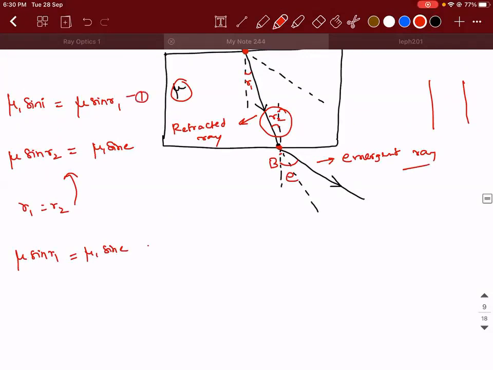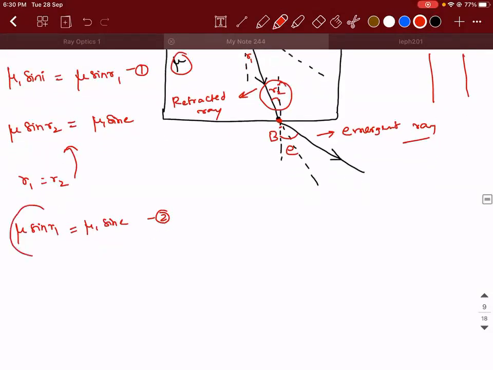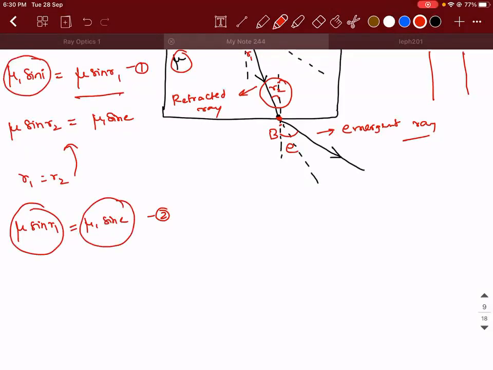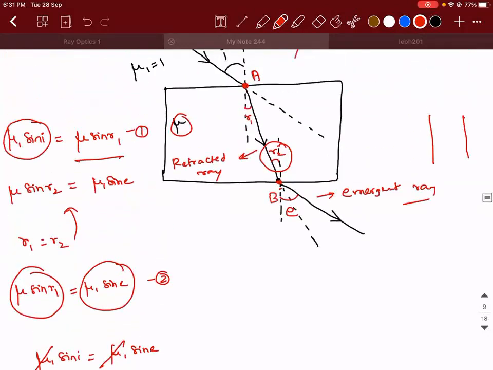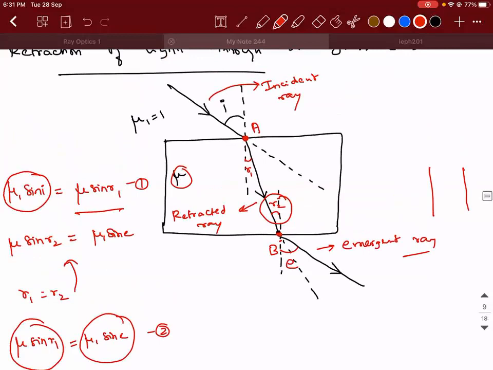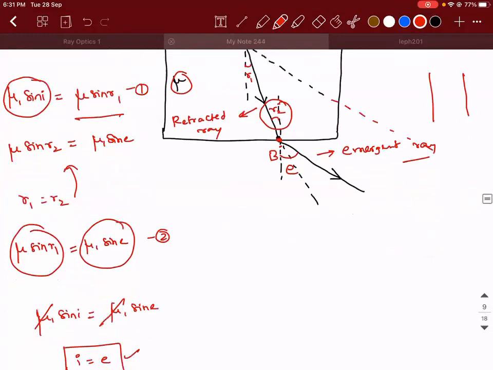So if I take this as 1 and this as 2, mu sine R1, mu sine R1. Left hand side is mu1 sine i. Right hand side is mu1 sine e. So mu1 sine i will be equal to mu1 into sine e. Mu1 and mu1 will get cancelled. Sine i is equal to sine e, which implies i is equal to e. Clear? So what is it that you are able to understand from here? That the incident ray is parallel to the emergent ray.